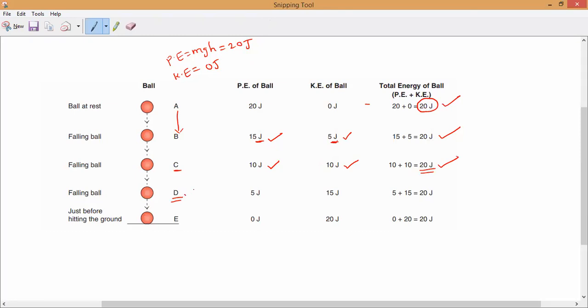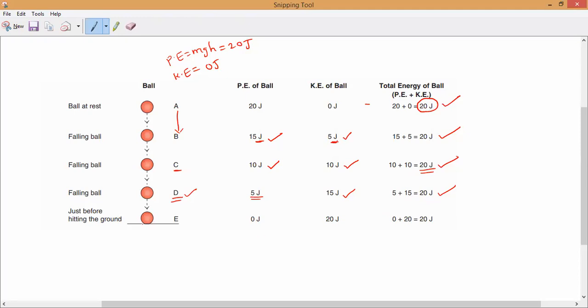Now the ball reaches point D. Now the potential energy is 5 joules, and by this time most of the energy is converted into kinetic energy, that is 15 joules. And if we add 5 plus 15, it comes to 20 joules only.